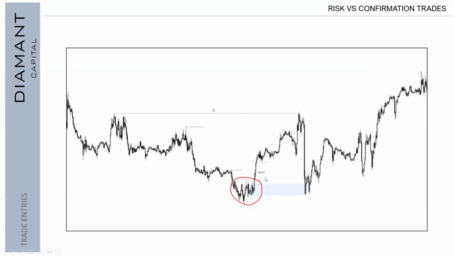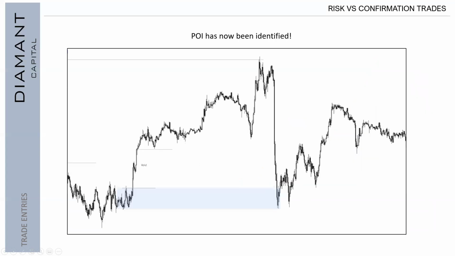Just zooming into it a bit more, this order block right here is our point of interest, the consolidation area. And then, of course, we're going to be zooming down into a 1 minute chart or whatever it is. Now, point of interest has been identified. Liquidity at the top, massive, massive liquidity void. That's what we're going to be aiming for as well.